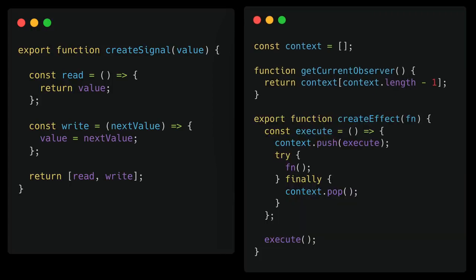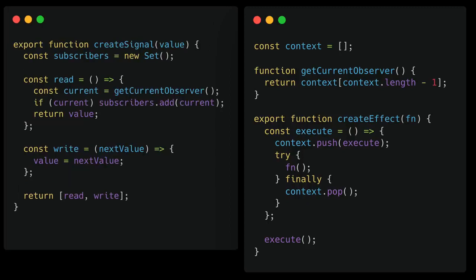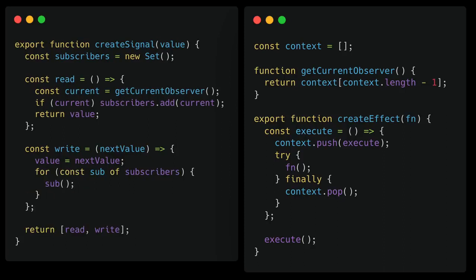In createEffect, we take a function and create a wrapper around it. The wrapper pushes itself onto the context stack, executes the function that was passed, and then removes itself from the stack when it's done. With this system in place, when a signal is read, it can call getCurrentObserver to check if it's running inside an effect. Then, it can grab a reference to that effect and add it to its subscriber list. Then whenever we write to the signal, it can go and rerun all of those subscribers. This is a simplified implementation for sure, but this type of subscription mechanism is at the core of how Solid works.